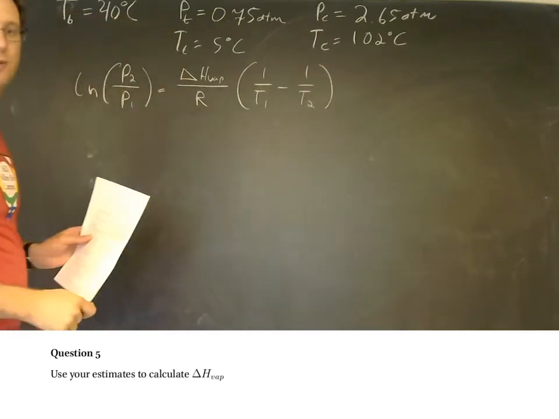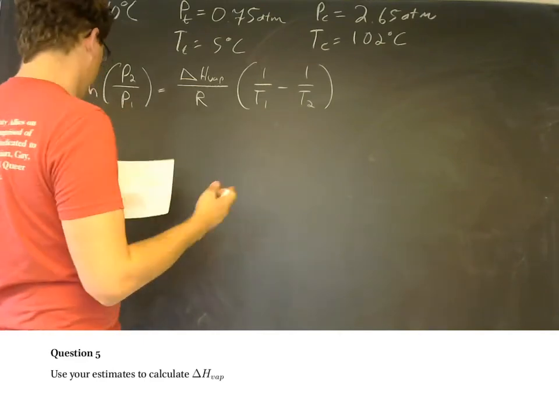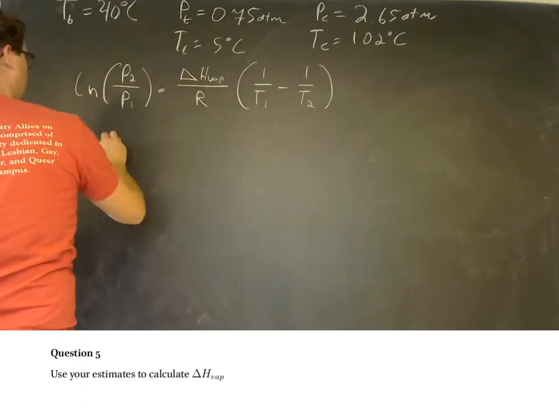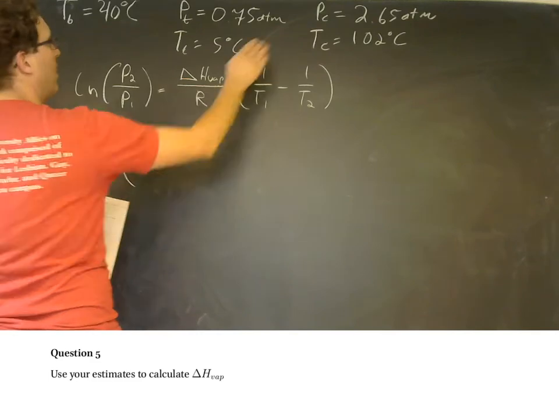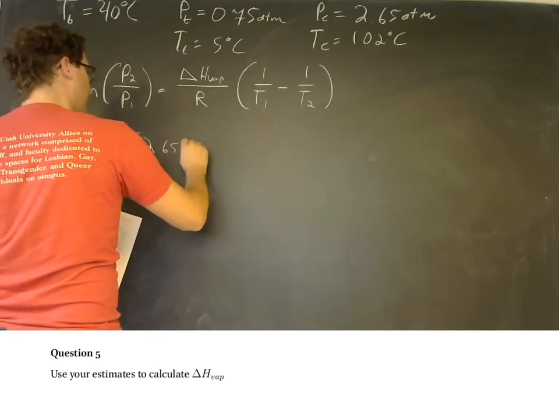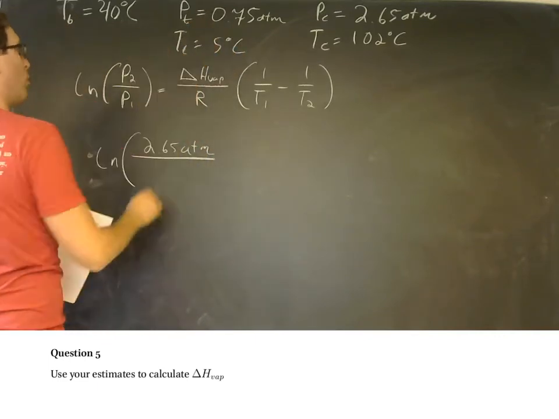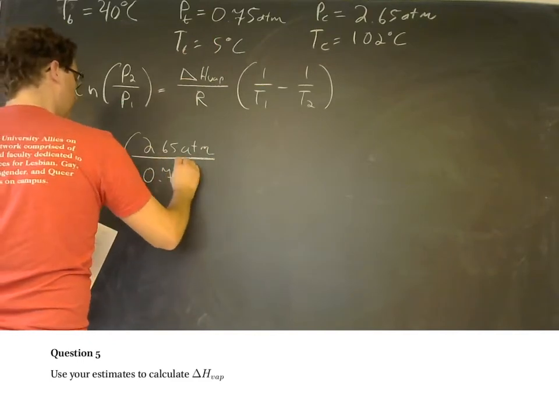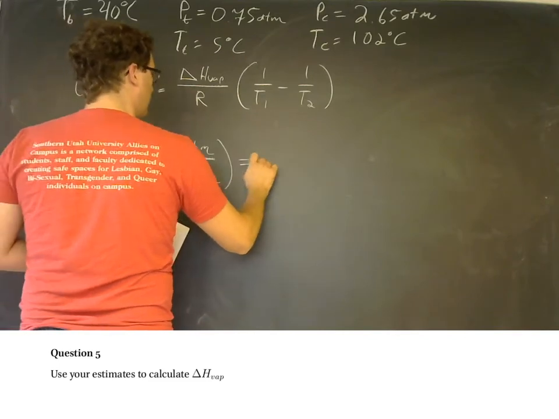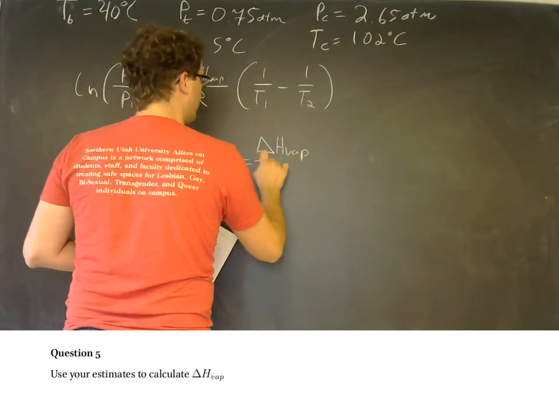That's the two-point form of the Clausius-Clapeyron equation. That's what we want here. So if we're going to estimate delta H of vaporization based on these two data points, then we'll say the natural log of our critical point pressure, 2.65 atmospheres, over our triple point pressure, 0.75 atmospheres, is going to equal delta H of vaporization over R.